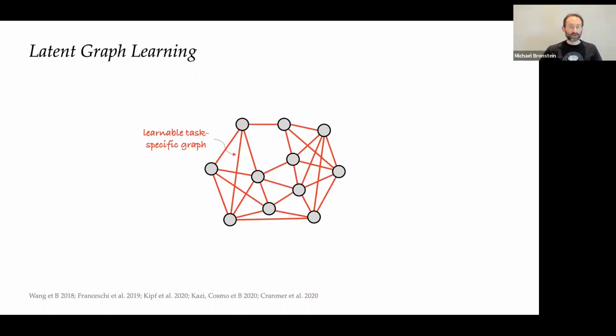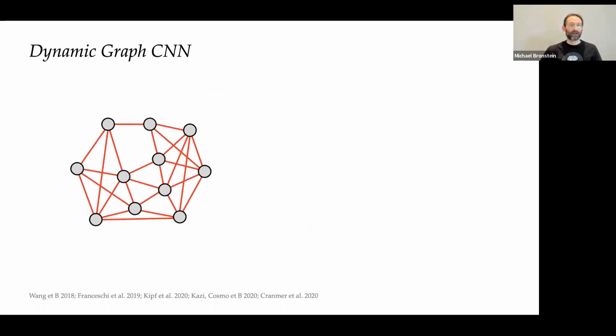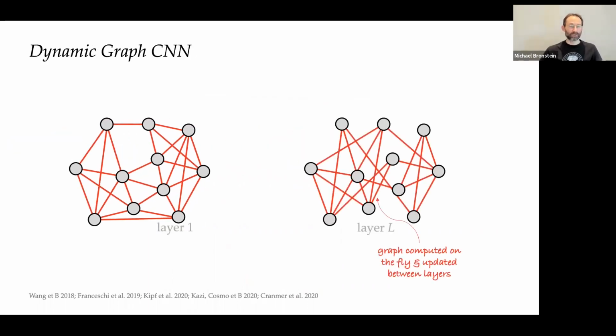And you can also learn the graph, so it can be optimized for the downstream task. And this is typically called latent graph learning. And you can make all this construction of the graph differentiable and backpropagate through it. So the graph is updated between different layers of the neural network on the fly.